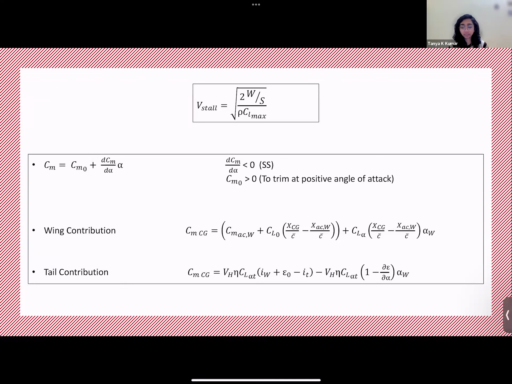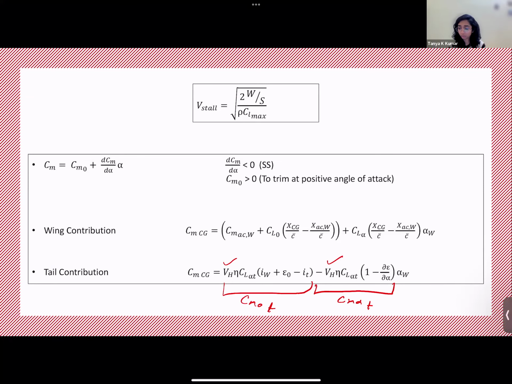VH only appears in the tail contribution towards pitching moment. So this is the tail contribution towards Cm naught, and this is the tail contribution towards Cm alpha. So this is where VH appears. So it only affects the stability and the trim angles, and does not affect the stalling velocity.